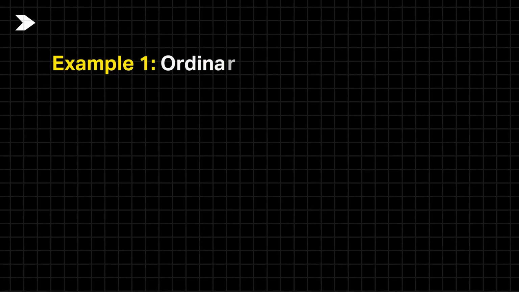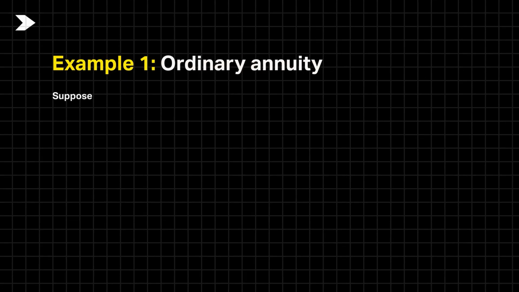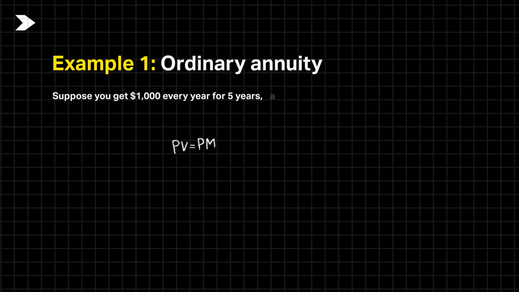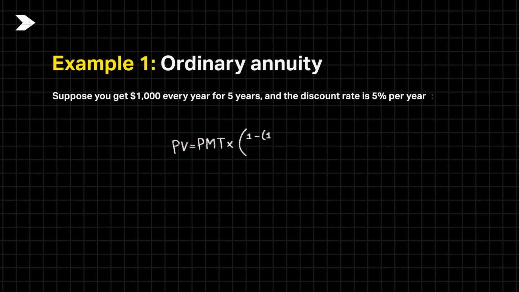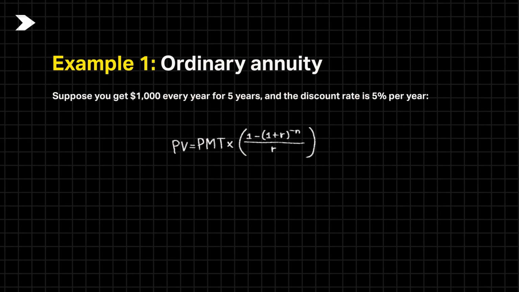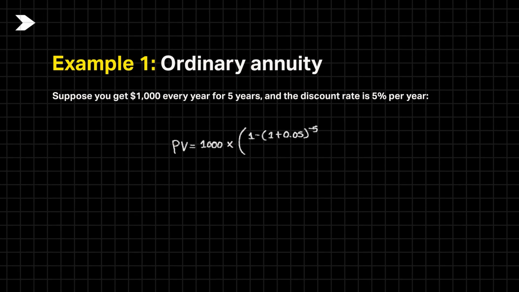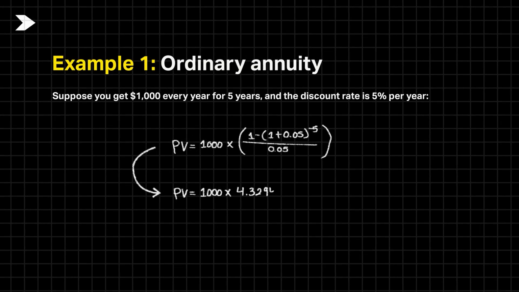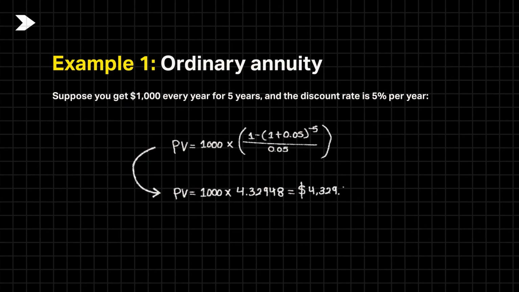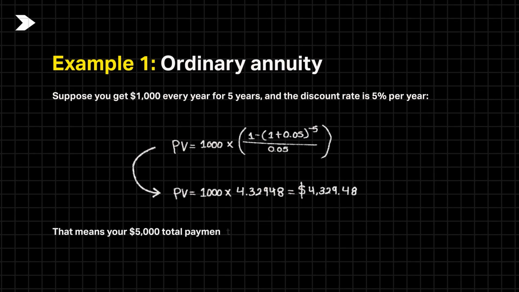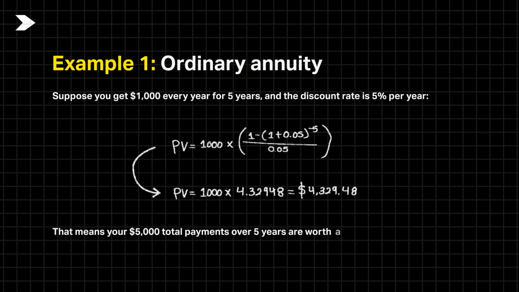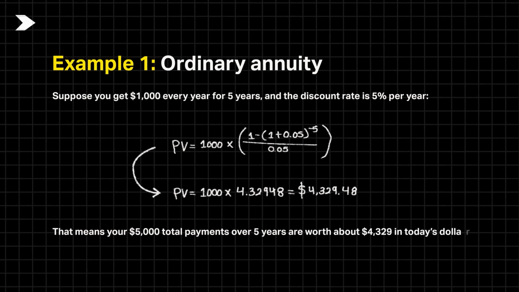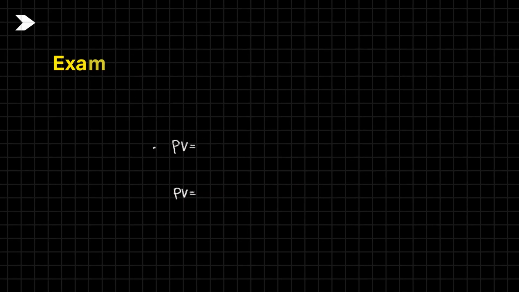Now let's put the formula to work with a simple hypothetical example. Example 1. Ordinary annuity. Suppose you get $1,000 every year for 5 years and the discount rate is 5% per year. Plug it into the formula. Calculating this gives that means your $5,000 total payments over 5 years are worth about $4,329 in today's dollars.